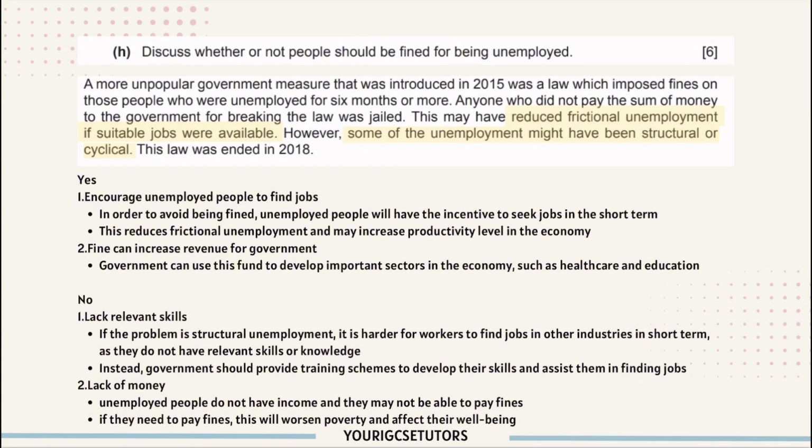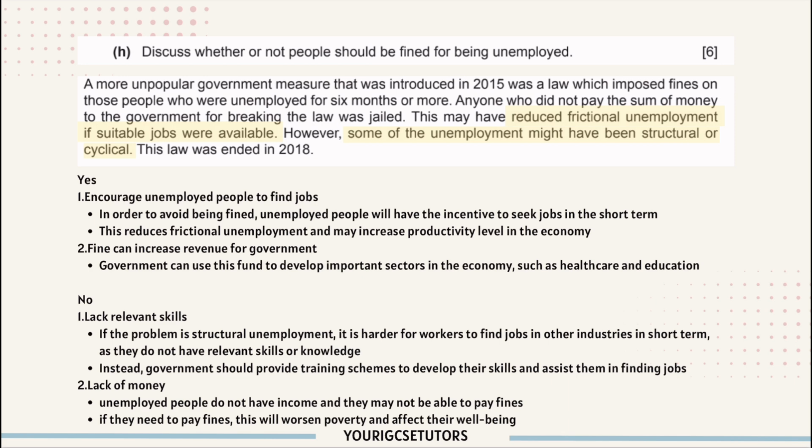So, for example, a worker is working in steel production, but due to a reduction in demand for steel, the workers are being laid off. But all the while, the workers only know how to produce steel, so it's very hard for them to suddenly change to working for a shoe factory. So they need time to train and gain the skills. So instead, government should provide training schemes to develop their skills and assist them in finding jobs. Okay, so this is like a suggestion you are giving: instead of fining the people, what would you suggest government do?